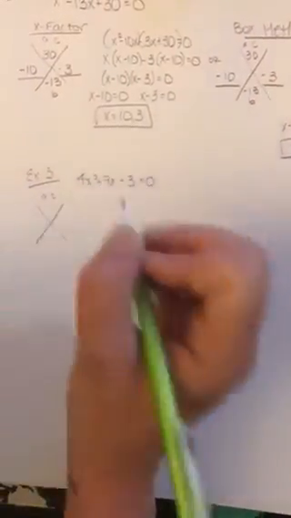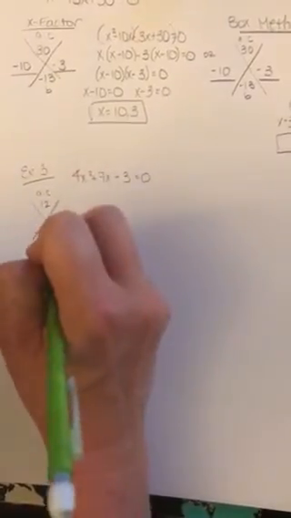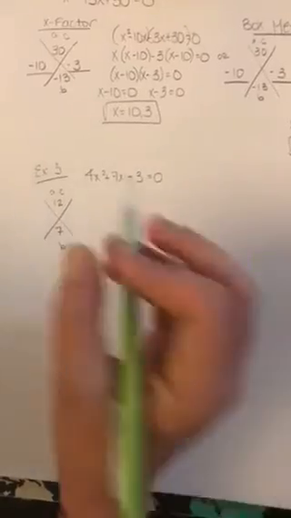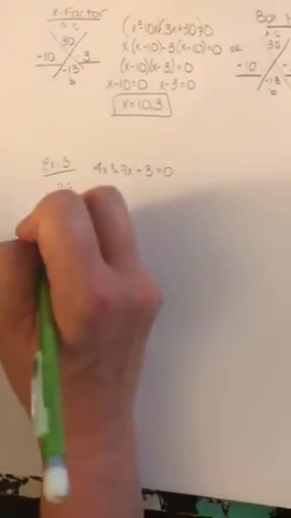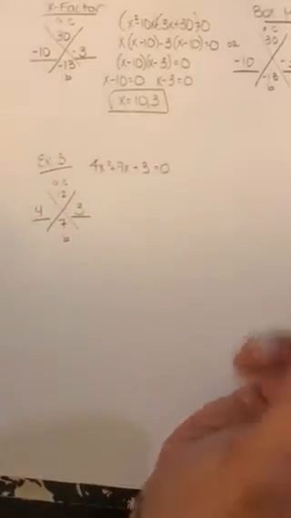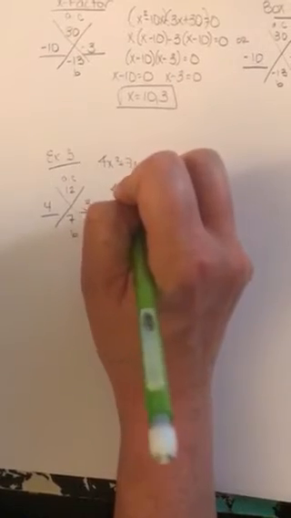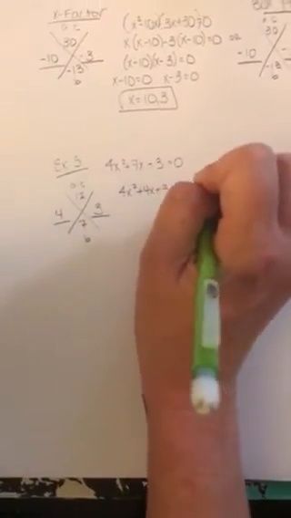We take a times c at the top. So that's 4 times 3, which is 12. The b is at the bottom, so that's 7. Again, same method, nothing changes. So what multiplies to 12 but adds to 7? You guessed it, 4 and 3. Plug them in for that middle term. So we get 4x squared plus 4x plus 3x plus 3 is equal to 0.